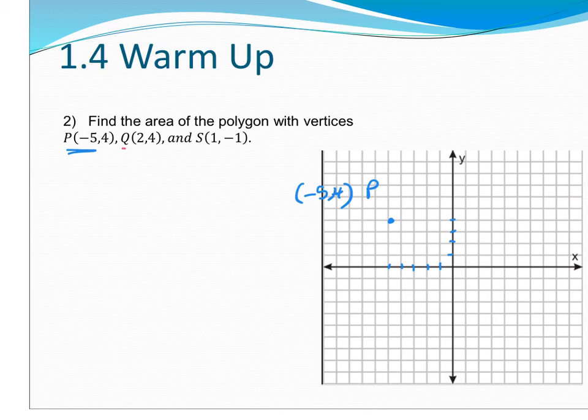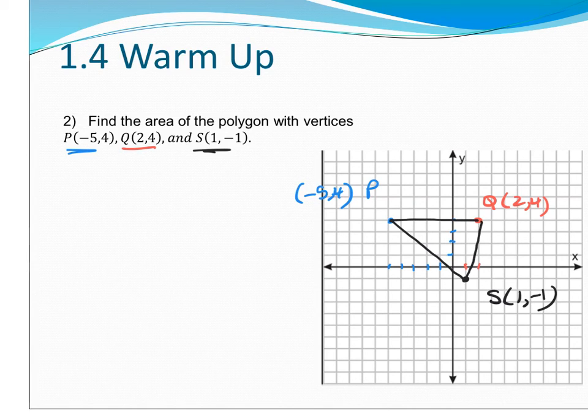Then I'm going to graph Q, 1, 2, and then also up to the 4. And then lastly, I will graph S, which is at +1, -1. And now I'll connect the points and make my triangle. So go ahead, connect.